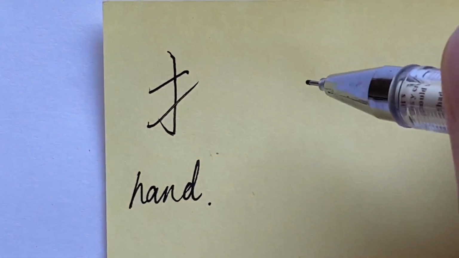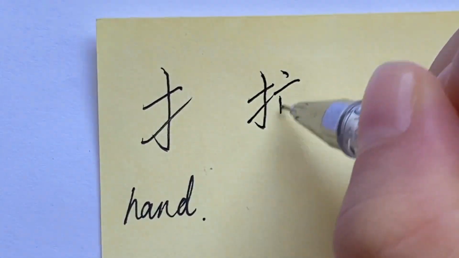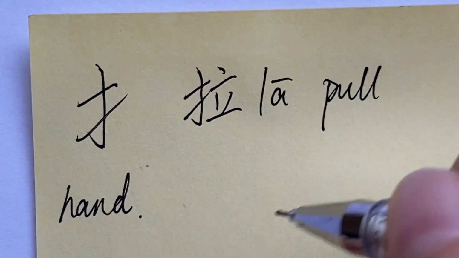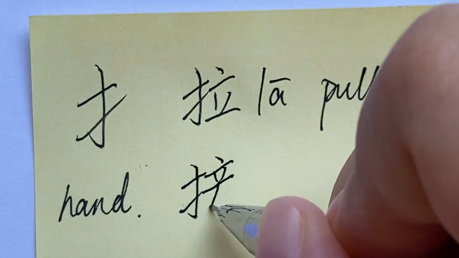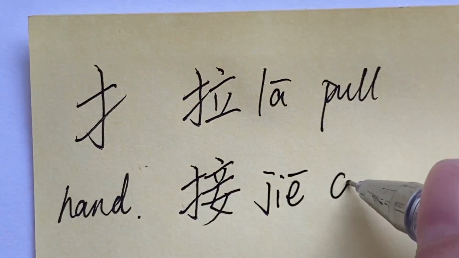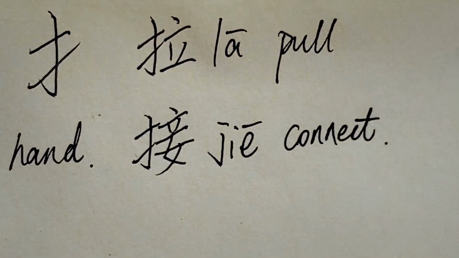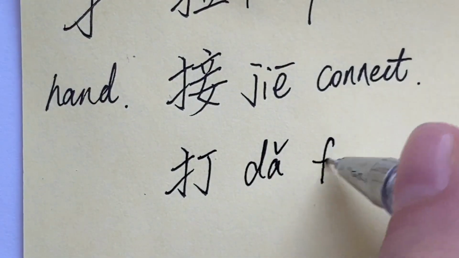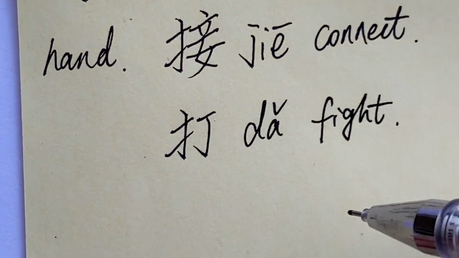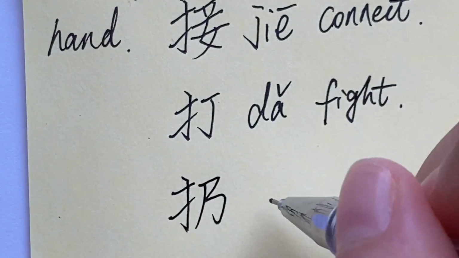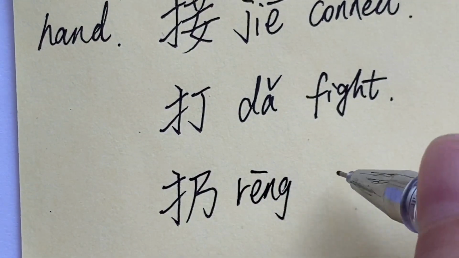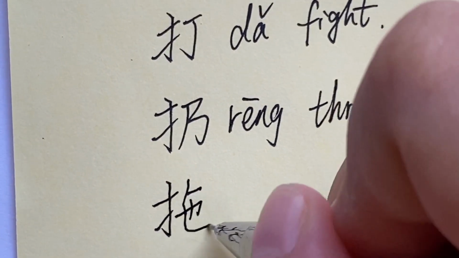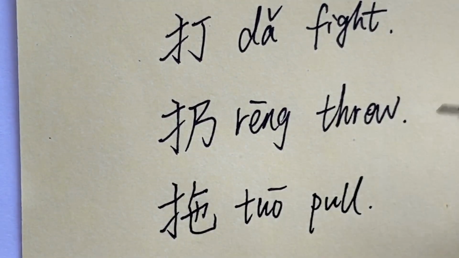For example, 拉 pull, 接 connect, 打 fight, 扔 throw, 拖 pull, 拖拉.